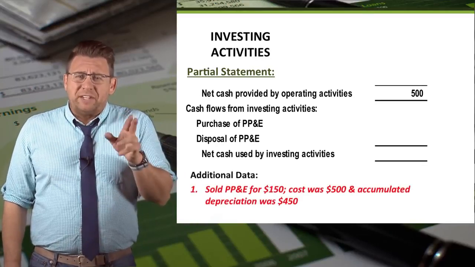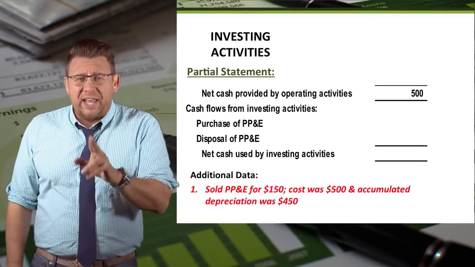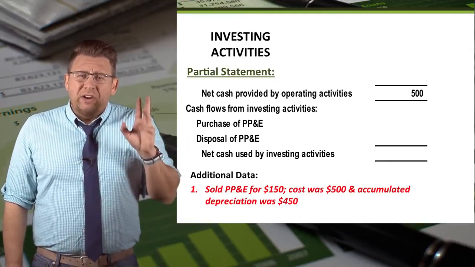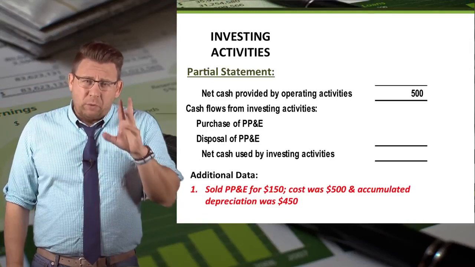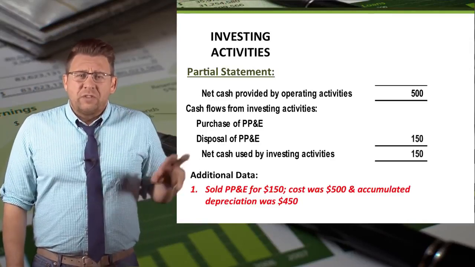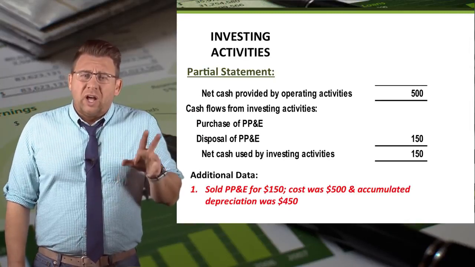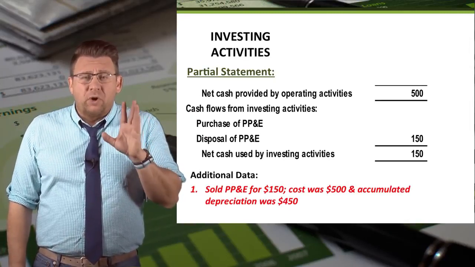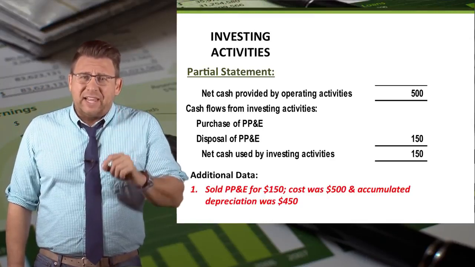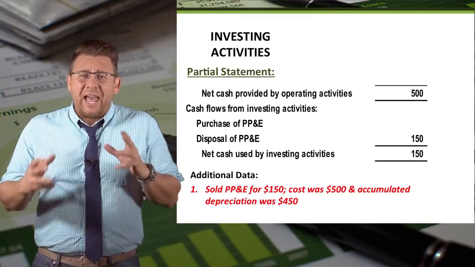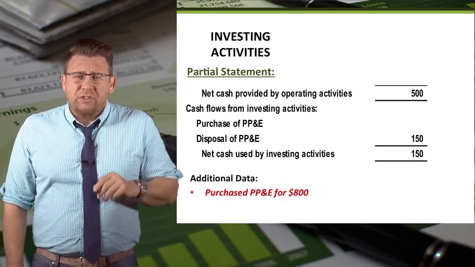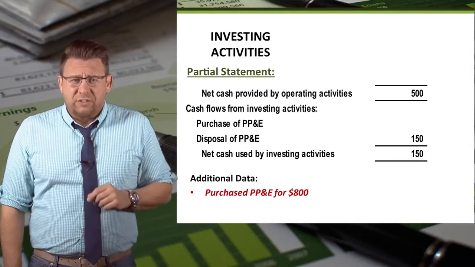The first item I've identified is some information about the sale of property, plant, and equipment. In this case, we are given a lot of information, but we really only need the cash amount. So the sale and disposal of property, plant, and equipment for $150 is added in the investing activities section because cash is being received. The next item is the purchase of PP&E for $800.